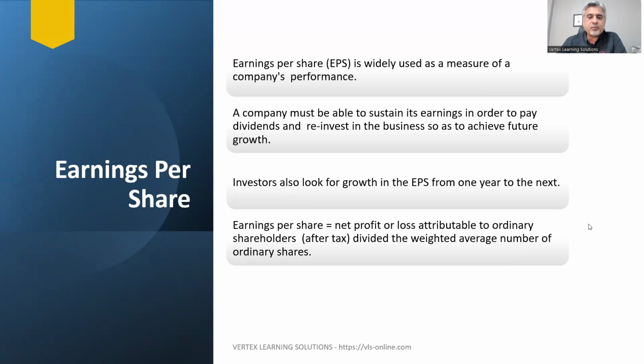Earnings per share is equal to net profit or loss attributable to the ordinary shareholders after tax divided by the weighted average number of shares. So like I said in the very beginning, when we say earnings, it does not mean PBIT, profit before interest and tax. It actually means net profit after interest, after tax, and after paying preference dividend. So we have already settled all the liabilities, and now whatever is available, this is what we can give to the ordinary shareholders. So we say earnings attributable to the ordinary shareholders divided by the weighted average number of ordinary shares. Why do we have weighted average?